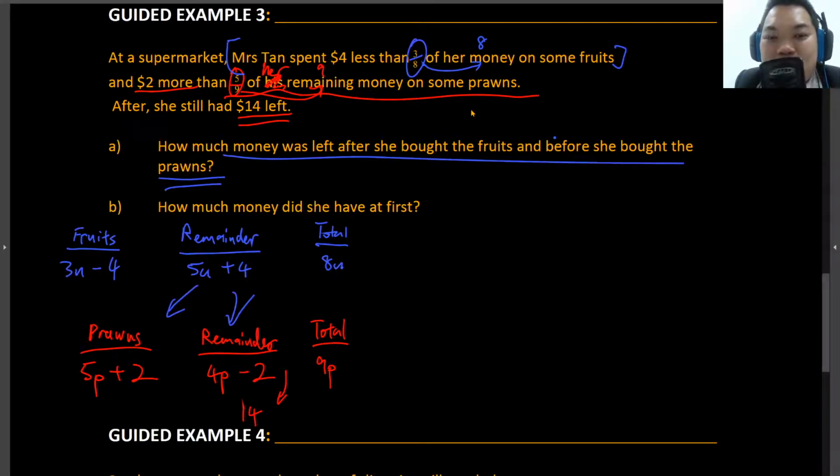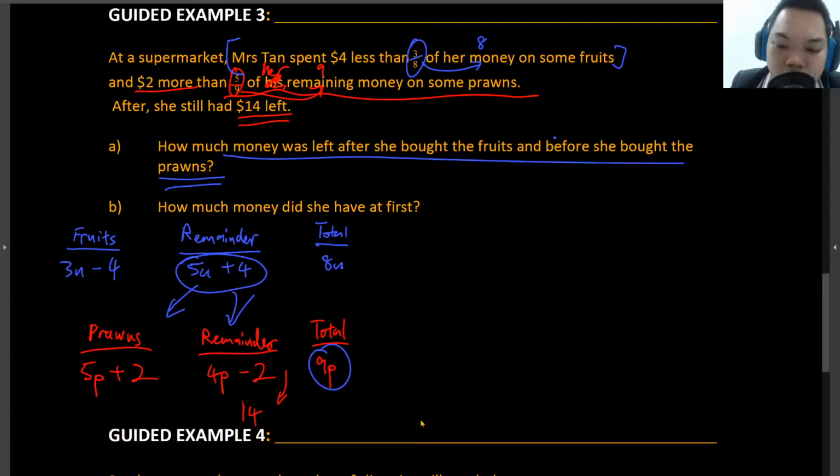Hey, ready? Come on, which one is it? 4P. No, it's not 4P. Hello, Ashlyn. No, you see, what they're looking for is this remainder over here, or these 9 parts over here. After she has bought the fruits already, but before buying the prawns. So this is what we are looking for in part A.